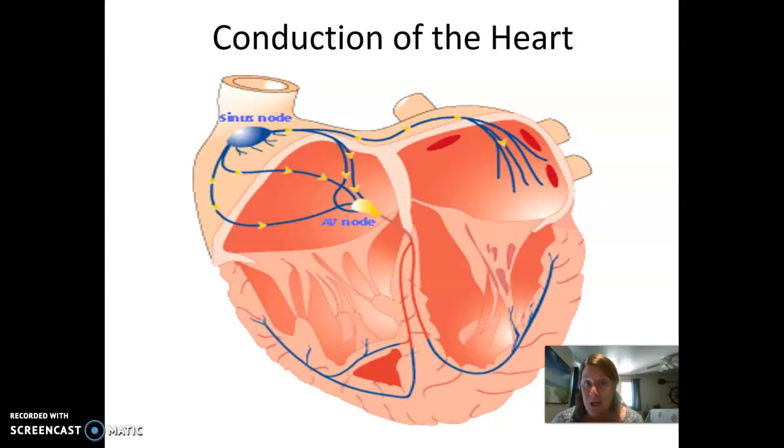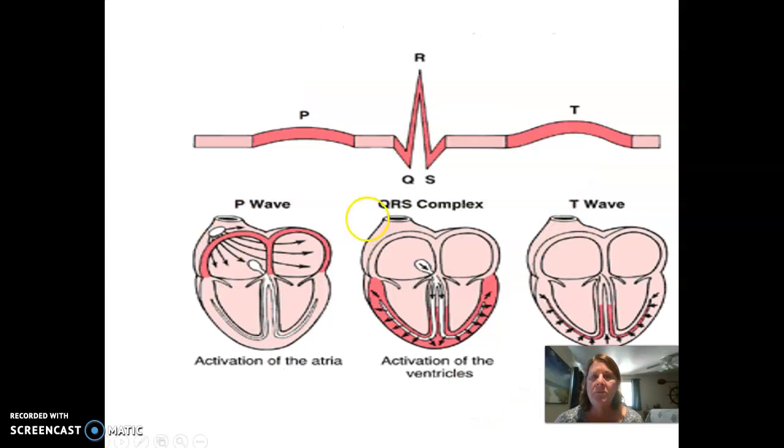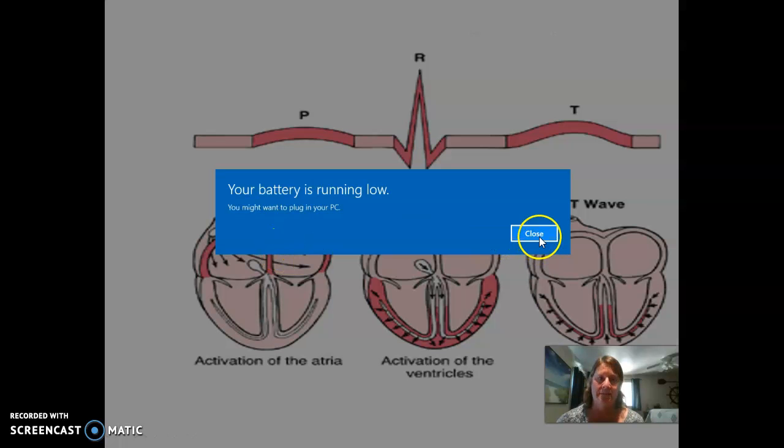Which isn't anything to write home about, but if it didn't kick in, then we wouldn't have anything pacing the heart, which would, of course, be detrimental. So when we're looking at our waveforms on ECG paper, that first waveform we see is going to be the P wave. The P wave is telling you that the atria have depolarized.